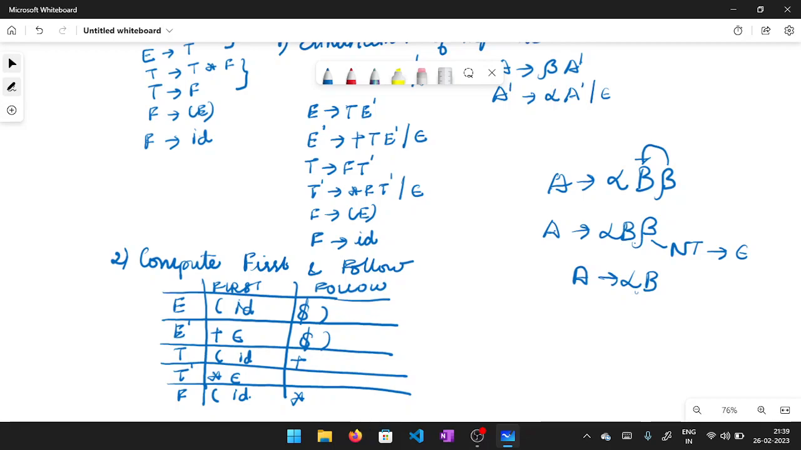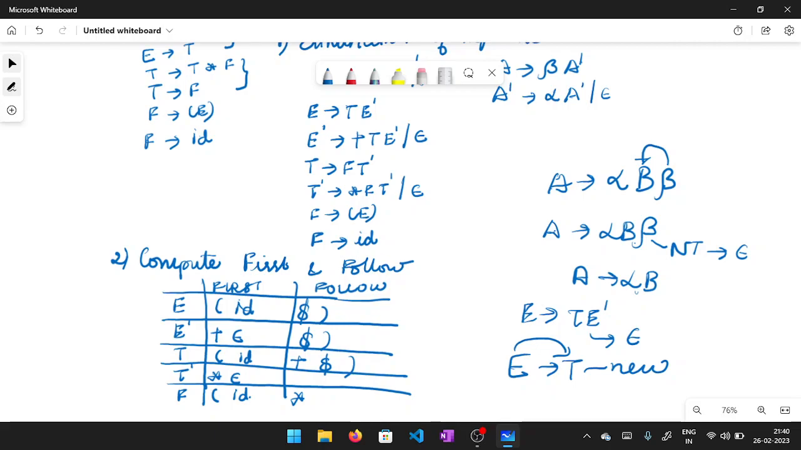And then T tends to F T dash you have. Now in T tends to F T dash, whatever is available in follow of T will go to follow of T dash. Before that we'll apply this concept. Now see, E tends to T E dash. Now E dash leads to epsilon, so I get the new production E tends to T. Now follow of E will be in follow of T. Now dollar and closing will go to T. So because of this, E dash leads to epsilon, I have got a new production E tends to T. Now the follow of E has gone to follow of T.